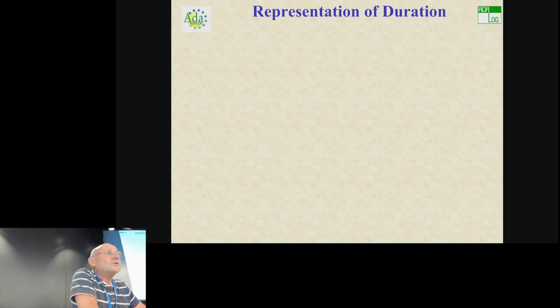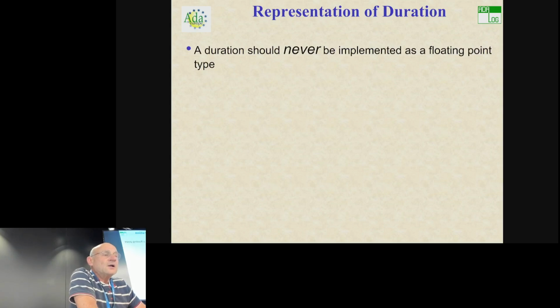A word now about duration. First, you must know that a duration should never be implemented as a floating point. Fortunately, in Ada, we have fixed points. I'm a big lover of fixed points. It's another way of representing non-integer numbers. In other languages, as soon as you have a point in a number, it's a float. Okay, but you have many representations possible for non-integer number, and especially for duration. Well, duration in Ada is a fixed point type.